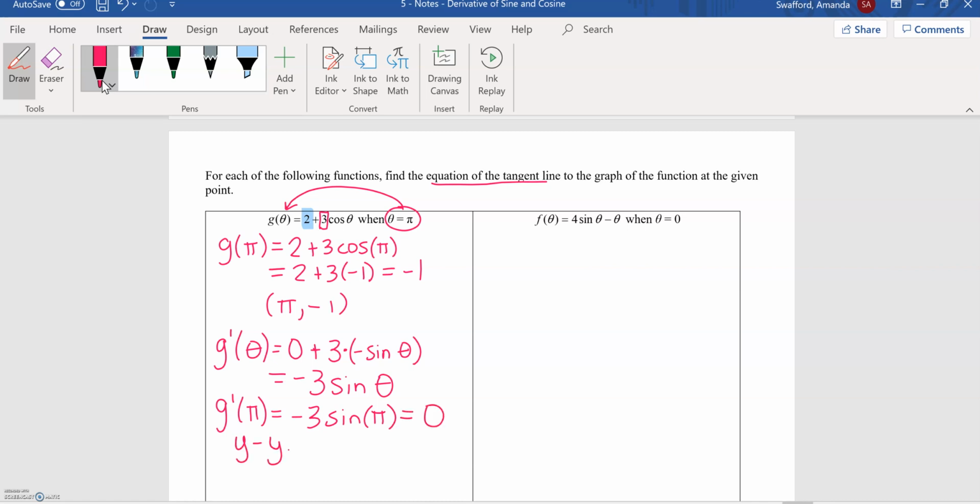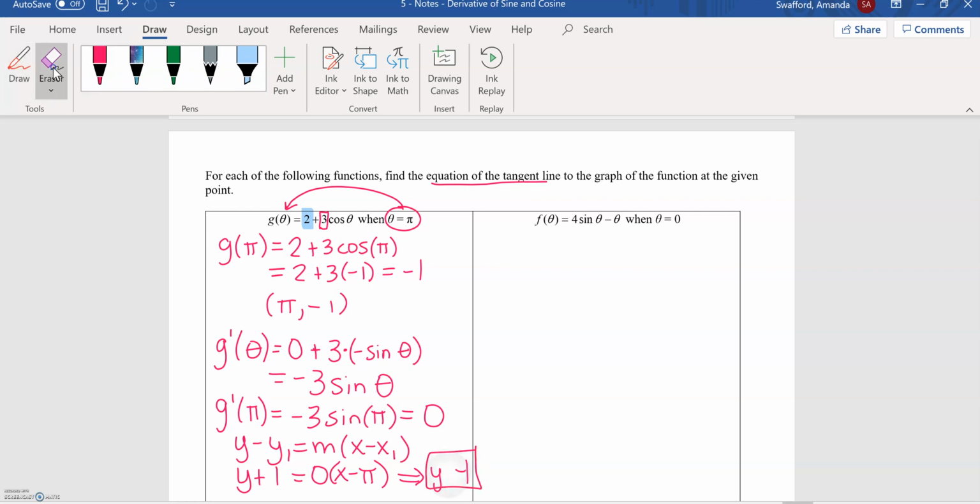Plugging into point slope, I'm going to get y minus, my y1 is -1, so that's +1. Slope is 0, x minus pi. Then, of course, since this whole right-hand side of our tangent line goes to 0, I would simplify this to be y equals -1. All right, so that's finding the derivative with a trig function and writing the tangent line of that.